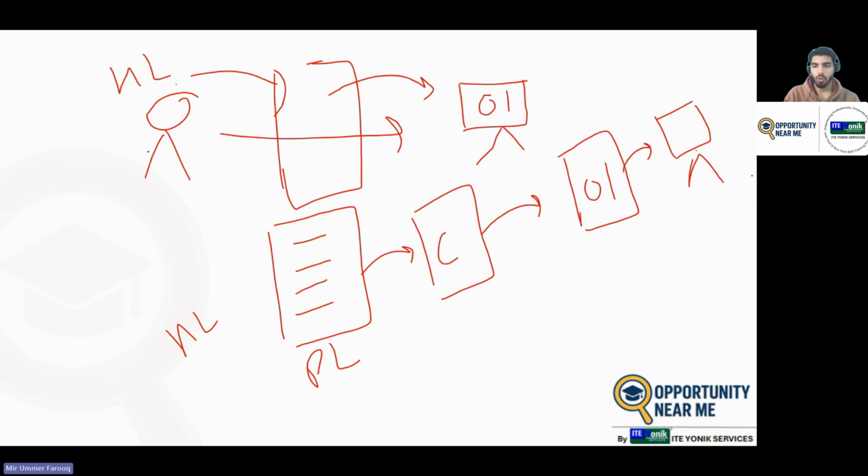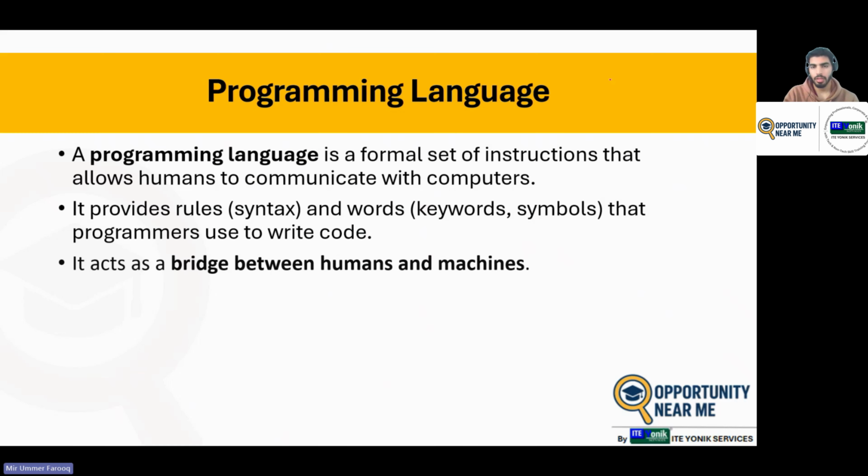So now we will see what actually a programming language is. A programming language is nothing but a formal set of instructions, or we can say it's a tool that helps us communicate with our machines so that we can instruct our machines.